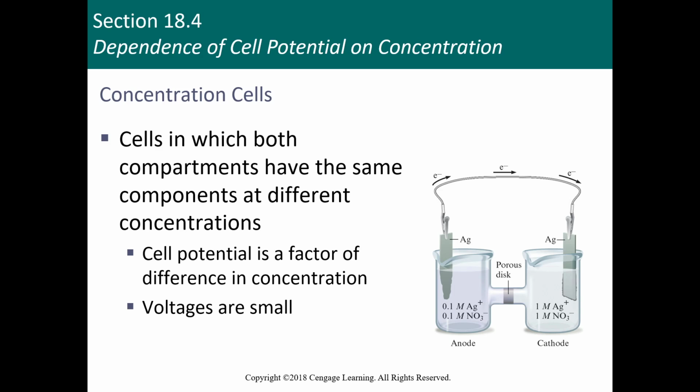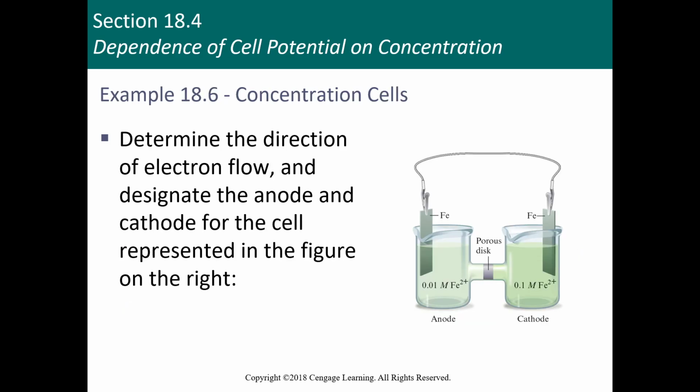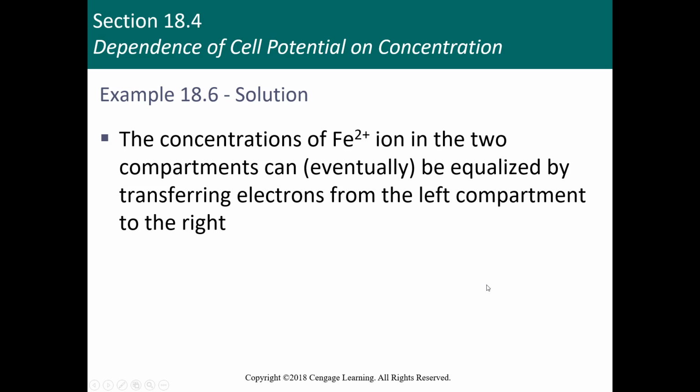Typically, the voltages for these are fairly small. You can get a much larger voltage by doing appropriate half reactions at each side. These are typically much smaller voltages. Now, for your concentration cells, determine the direction of electron flow and designate the anode and cathode for the cell represented in the figure. We're going to go ahead and try to do this little problem here.